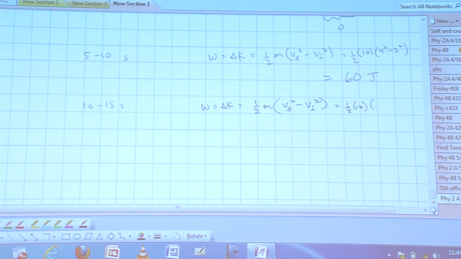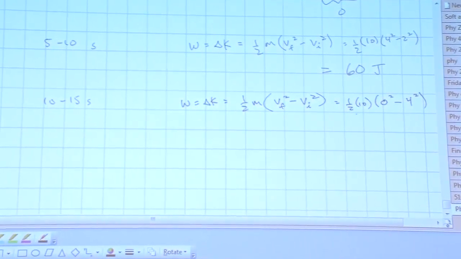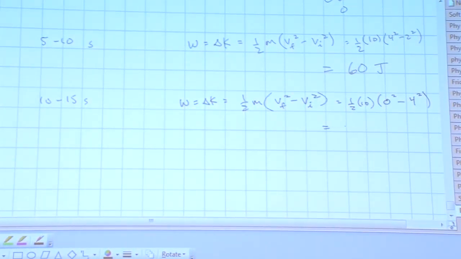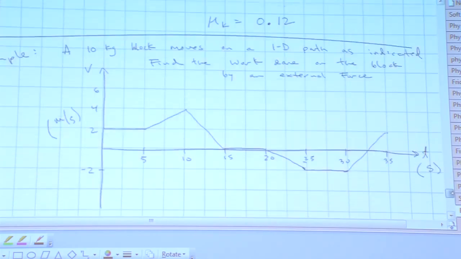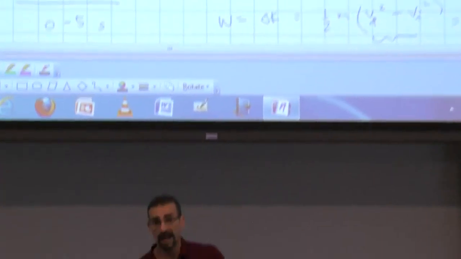What's V final? 0. V initial was what, 4? What do we get? Negative 80. So the speed decreased, right? The speed decreased. The work done on the block by the external force was negative. Okay?